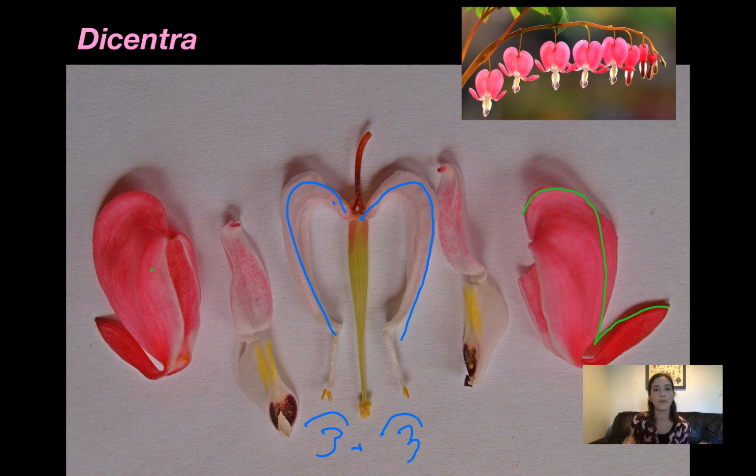And when we have 2 sets within the androecium, like 2 sets of stamens, we have a very specific botanical term for that. It's called diadelphous. Let me write that down. Again, diadelphous really just means within your androecium, your stamens are fused into these 2 sets, or somehow split into 2 sets.